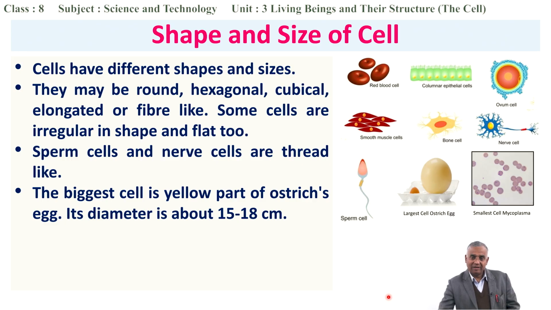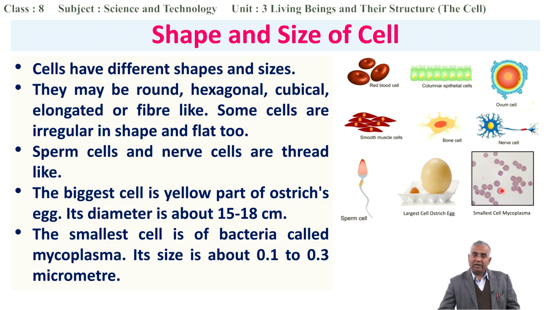And here, this is a type of bacteria called mycoplasma. It is the smallest cell, students. Its size is about 0.1 to 0.3 micrometer. Micrometer means 10 to the power minus how much? 10 to the power minus 6 meter. So it is micrometer.